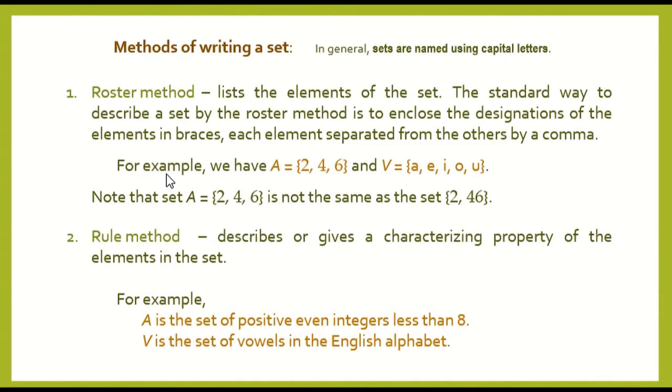For example, we have here set A. Set A has elements 2, 4, and 6. They are separated by commas and enclosed by the braces. Another, we have here set V. Set V has elements A, E, I, O, and U. The elements are separated by commas and enclosed by the braces. So this is how we write the set in the roster method.